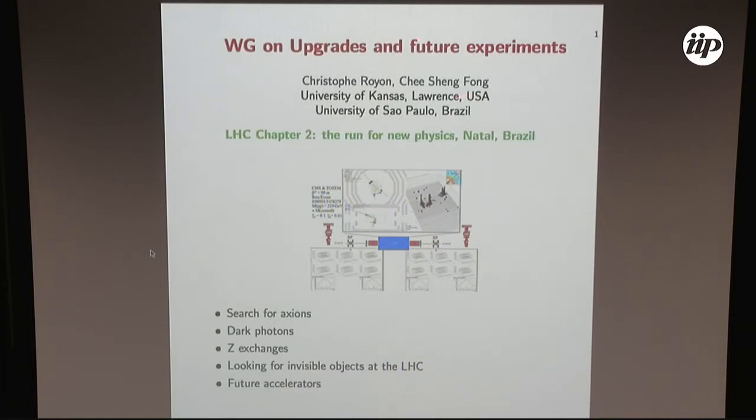So this was done with Schenk, so we are both conveners of this working group. What I will discuss is basically different aspects that we had during the meetings. So we discussed the search for axions, dark photons, Z exchanges, looking for invisible objects at the LHC, and then we also had some discussion about future accelerators.